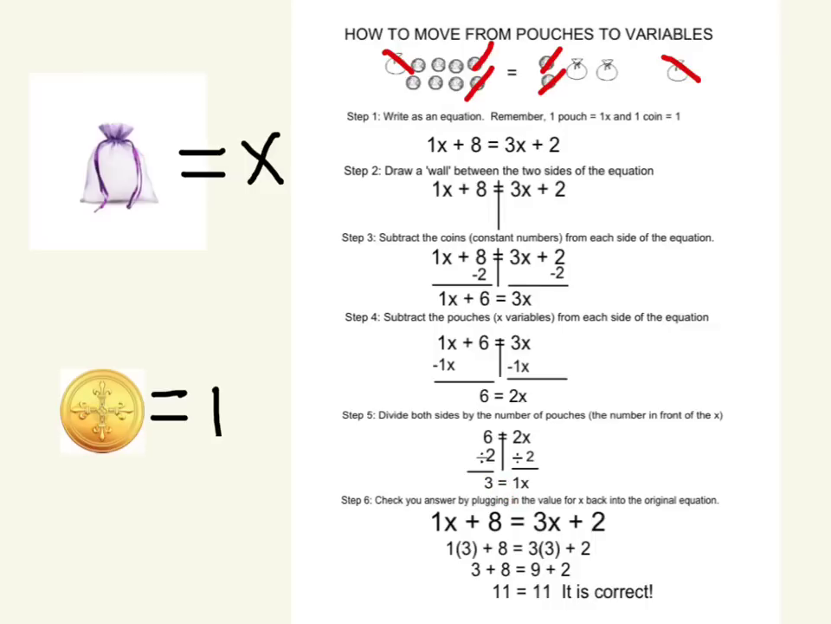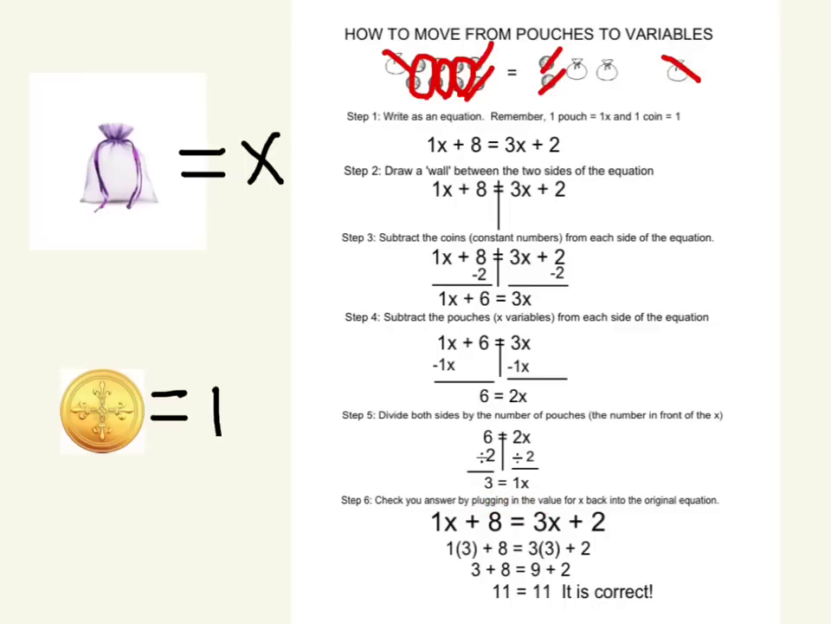That is no different than what we did yesterday when we took these 6 coins and we divided them into groups of 2. And notice we divided them into 3 groups of 2, 1, 2, 3. Divided into groups of 2 so that I have 3 for every X. I have 3 coins in every 1 pouch.